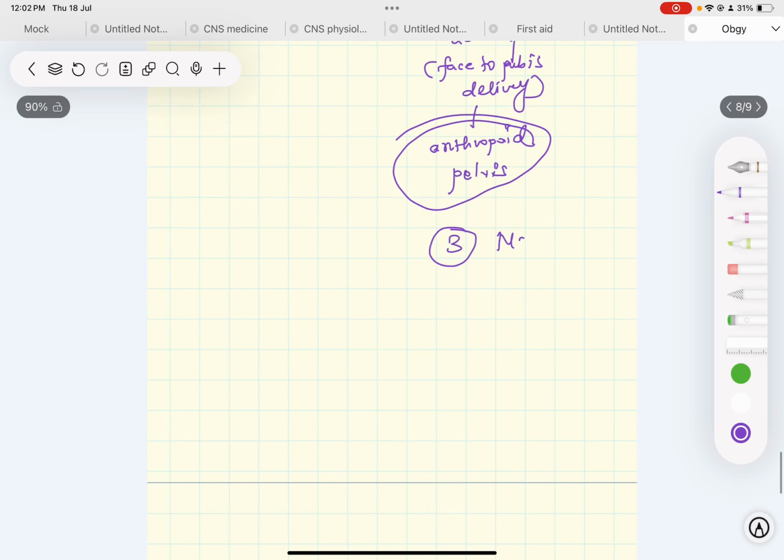Now the third is no rotation, and this is called oblique posterior arrest.